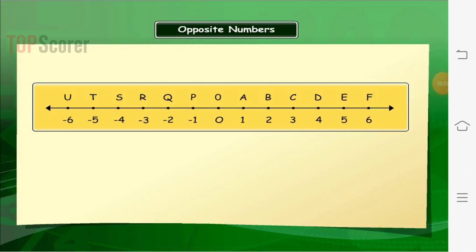Look at the number line. The origin O represents the number 0, which we have discussed previously. Now look at the point R on the left side in the number line. It is at the left side of the 0, which represents -3. Similarly, point C is at a distance of 3 to the right side of 0.